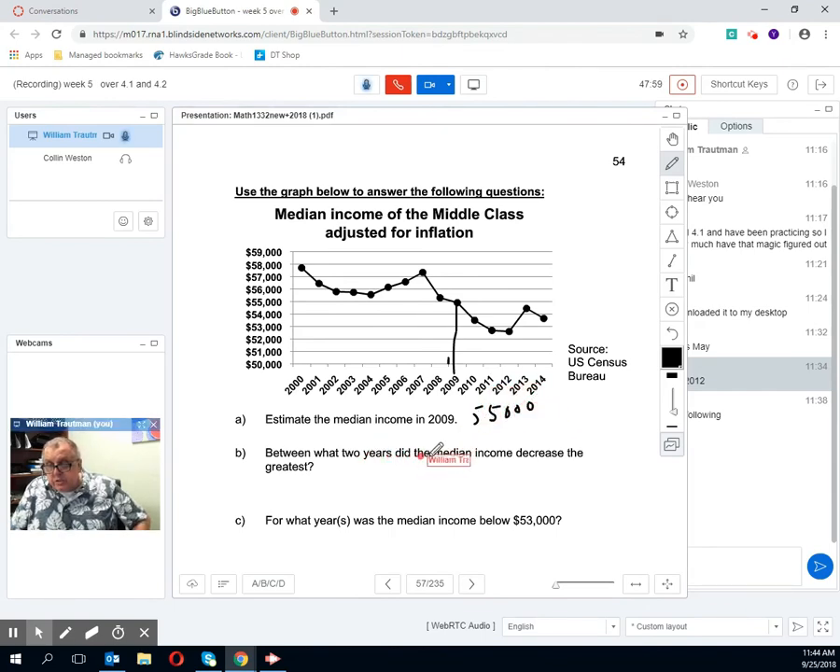Between what 2 years did the median income decrease the greatest? In other words, where was the sharpest drop? And that looks like the sharpest drop. I mean, we have a drop here, we have a drop here, we have a drop here, but this looks like the biggest gap. So between what 2 years was the biggest gap? I'd say 2007 and 2008.